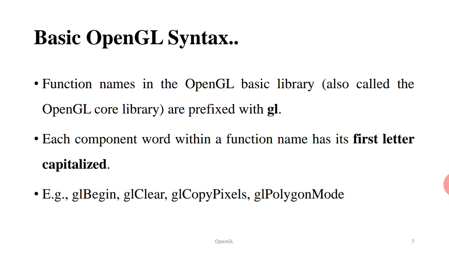Let us see basic OpenGL syntax. Before starting, just note that function names in the OpenGL basic library, also called the OpenGL core library, are prefixed with gl. Each component word within a function name has its first letter capitalized. For example, glBegin, where gl is small and B of the word Begin is capital. Similarly, glClear, glCopyPixels, glPolygonMode, and so on.